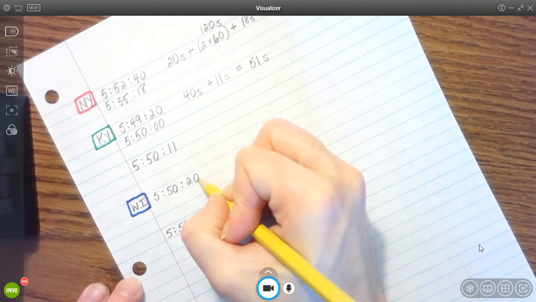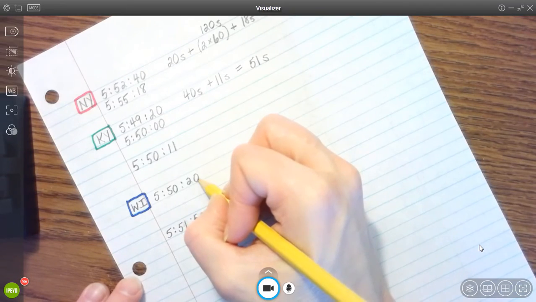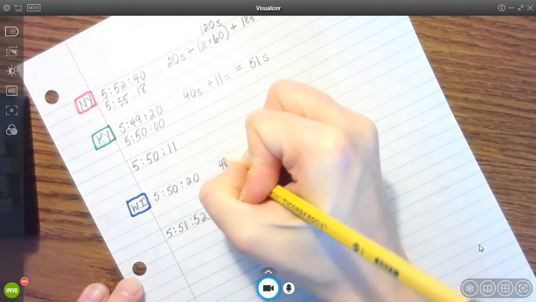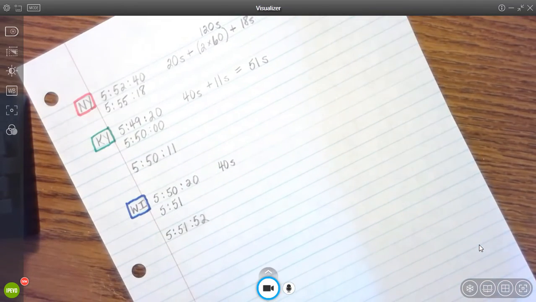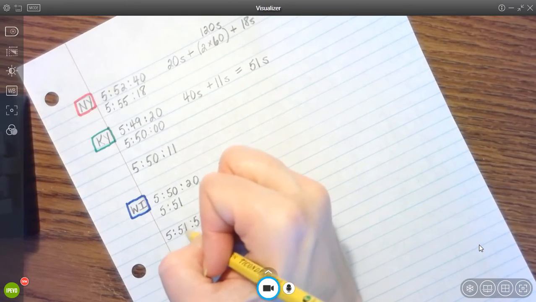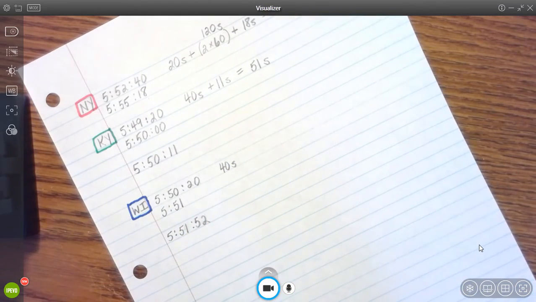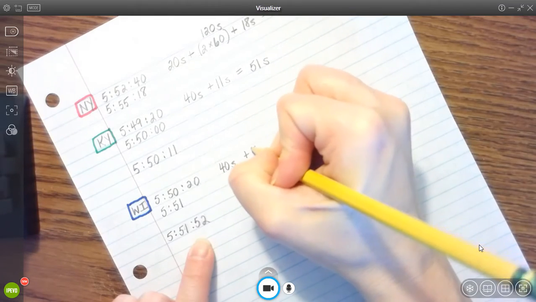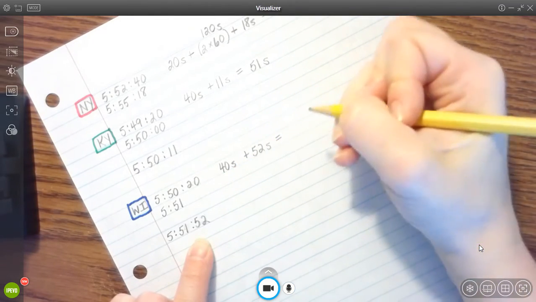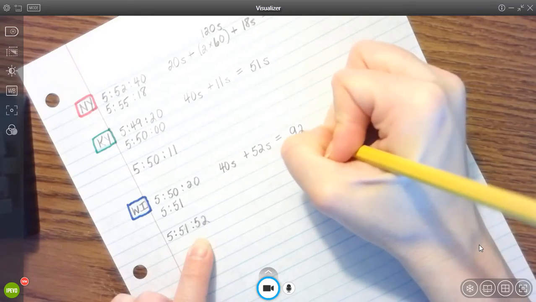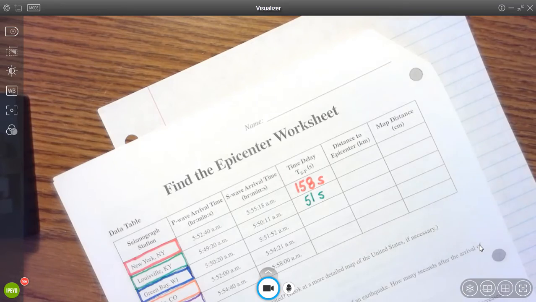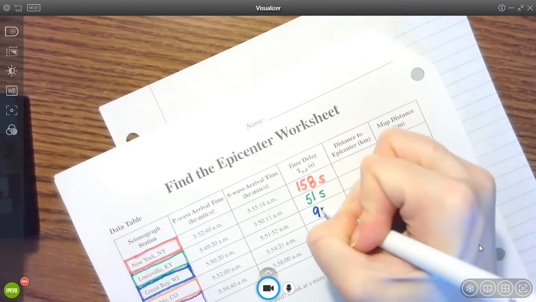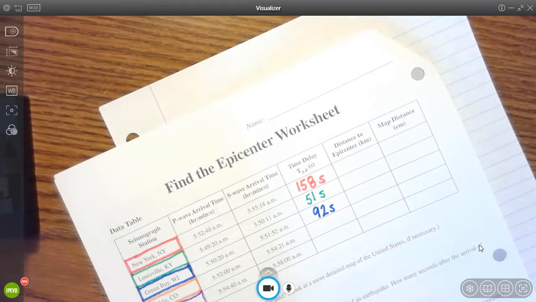So I'm starting at 20 seconds. I'm going to need 40 more seconds to take me up to the next whole minute. So 40 seconds is going to get me to 5:51. And then, again, I'm already there. I'm on the same minute as the next arrival time. So I just need to add 52 more seconds. So 40 plus 52 is 92 seconds. So go back to the data table and we're going to fill in 92 seconds for Wisconsin.